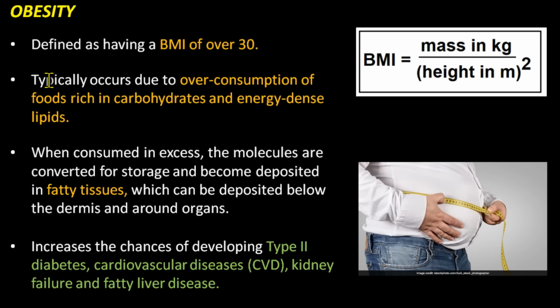So obesity typically occurs due to the overconsumption of foods rich in carbohydrates, refined sugars, and energy-dense lipids, fats and oils. So when consumed in excess, the molecules are converted for storage and they become deposited in fatty tissues beneath the skin. And these can be deposited below the dermis, as I just said, or around organs. When it's below the dermis, it is called subcutaneous fat, and around organs, it is called visceral fat, which is very, very dangerous. And this could increase the chances of developing non-communicable diseases such as type 2 diabetes, cardiovascular diseases such as coronary heart disease, kidney failure, and fatty liver disease.